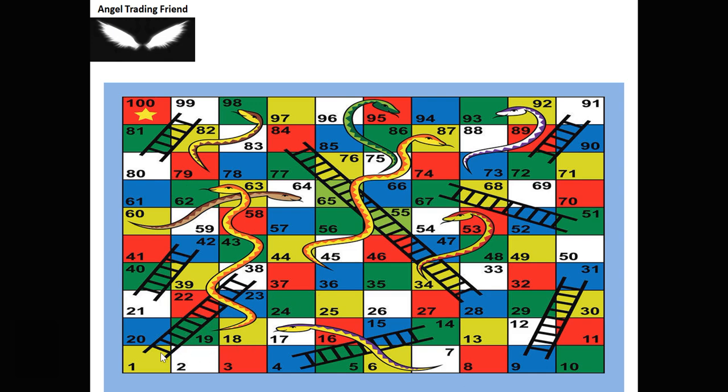But when we get this kind of ladders, you can see this ladder is jumping from 21 to 40, 21 points. But this ladder you can see from 28 is jumping to 84 points, almost 56 points profit. This is the game of probability, friends.